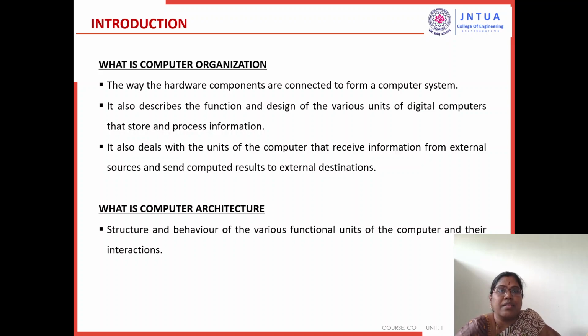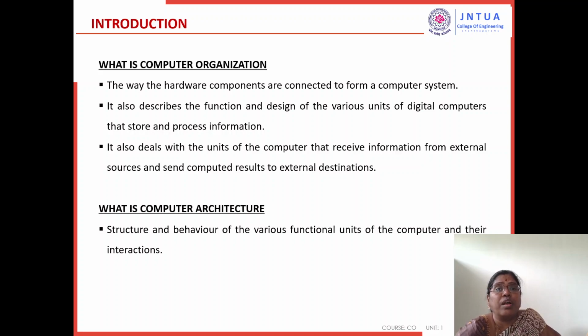An example of an input device is a keyboard. The CPU is the central processing unit, and the default output device is the screen. After completion of the process, if you want to verify the same information later, we store it in one more unit, which we call the memory unit. Basically, the functional units of a computer are the input unit, processor, memory, and output unit.